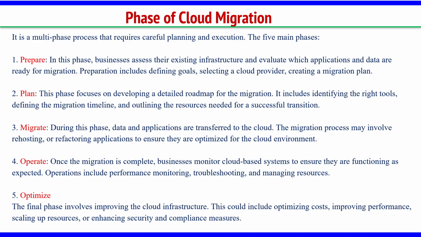And basically what are the different phases of cloud migration? What steps are involved in migration to the cloud? So the first one, prepare, then plan, migrate, operate and optimize. Simple steps, right? In the prepare phase, businesses assess their existing infrastructure, understand their infrastructure and evaluate which applications and data are ready for migration, right? Preparation also includes defining goals, selecting a cloud provider and creating a migration plan. What is your plan to migrate? That also will be created.